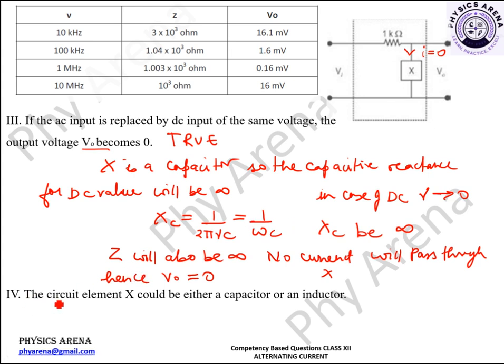And in the fourth statement, the circuit element X could be either a capacitor or an inductor. So it is false. Why so? Because from the data we know that it can only be a capacitor. It cannot be an inductor. But it says it can be either of the two. So the circuit element X is definitely a capacitor. Hence it's a false statement.